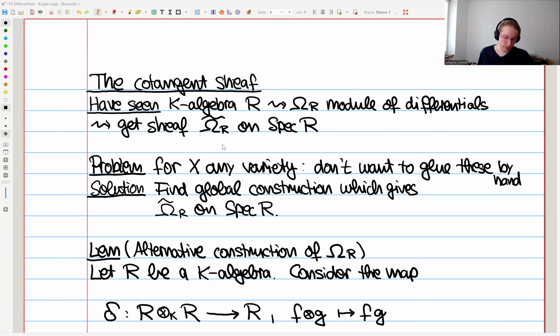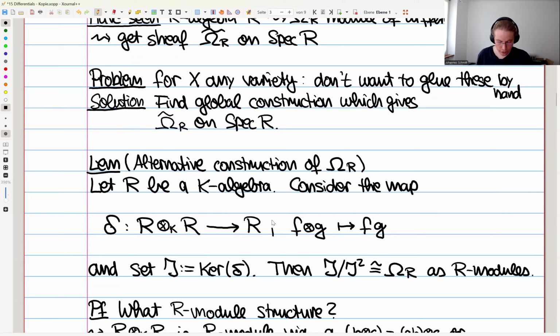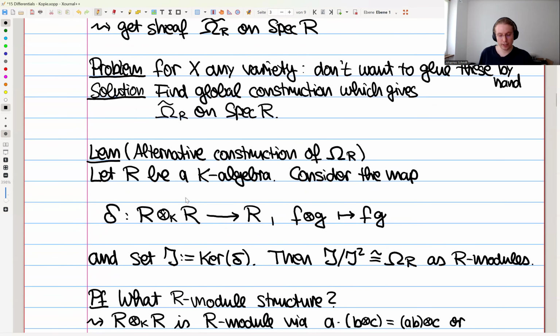The problem is that when X is any variety, we still want to define what this sheaf does. And we don't really want to go this route of covering the variety with spectra and then trying to glue those things by hand. It would be much cleaner if we find a second construction of this thing which works globally, which just works for any variety X, and which gives the correct thing back when X is equal to Spec R. So this is our goal, and this alternative construction will be motivated by the following lemma.